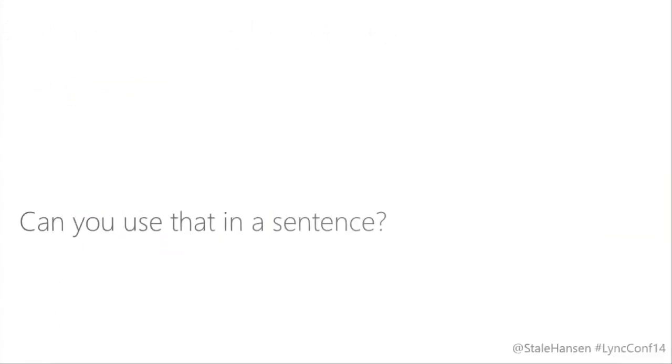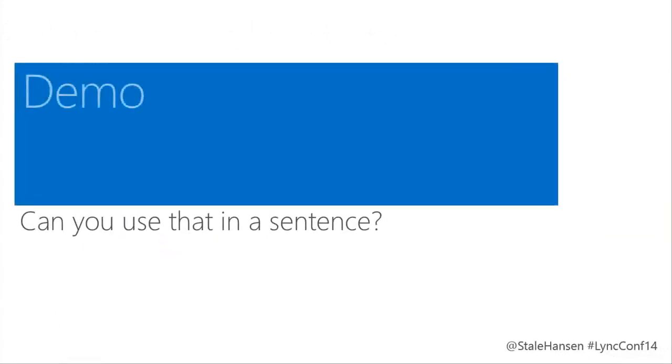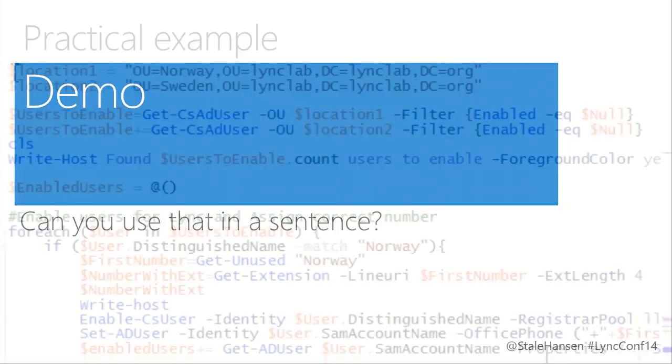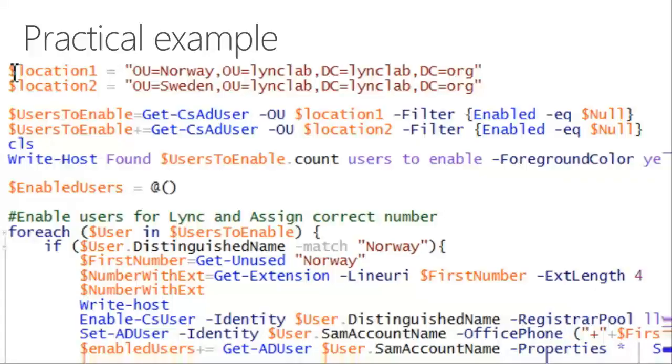So then the question is, can you use that in a sentence? What's the practical example for using this? So here's a practical example where I have 2 countries. I have Norway and I have Sweden. They are in this deployment in different organizational units. So I have the Norway organizational unit and the Swedish organizational unit.